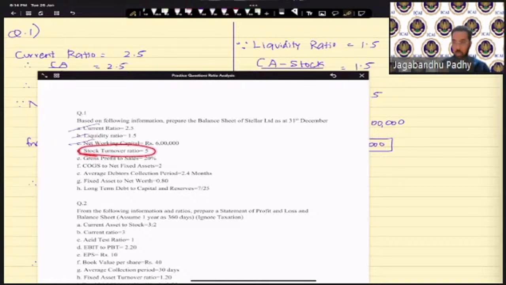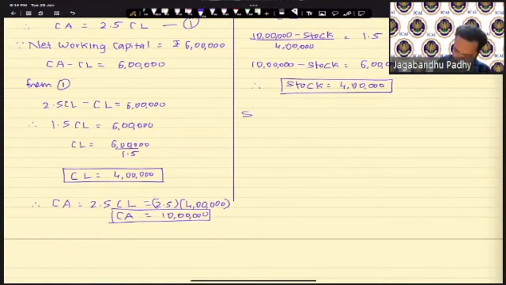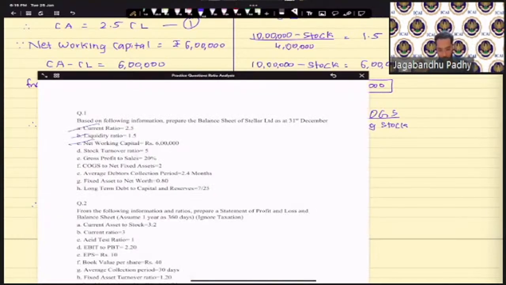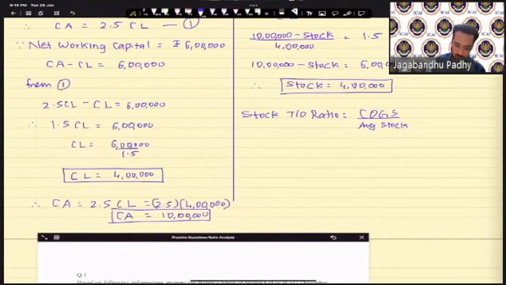Now the next number is the stock turnover ratio. We have to use this stock turnover ratio, GP, and all these figures. Stock turnover ratio, as we have learned, we had the formula for stock turnover as what? COGS, cost of goods sold, divided by average stock. Now there is no information about opening stock, right? So we'll assume that whatever is our closing stock, that itself is the average stock. And the stock turnover ratio is 5 times.